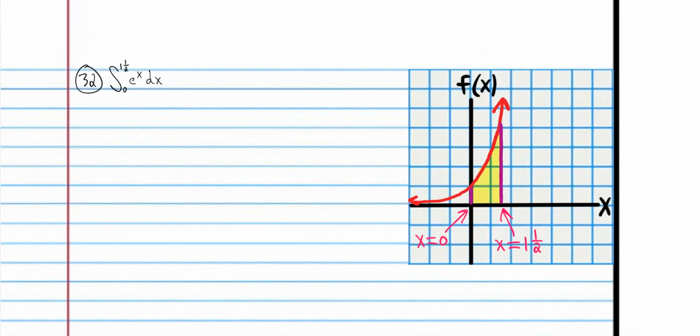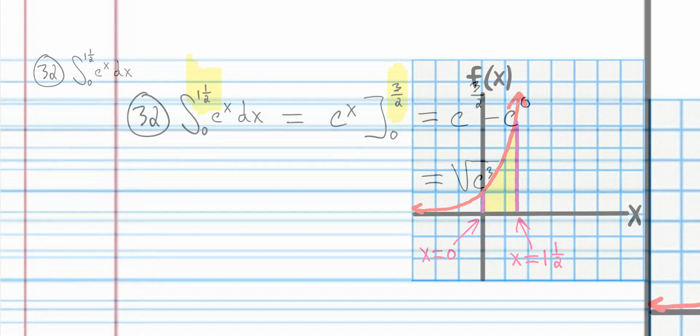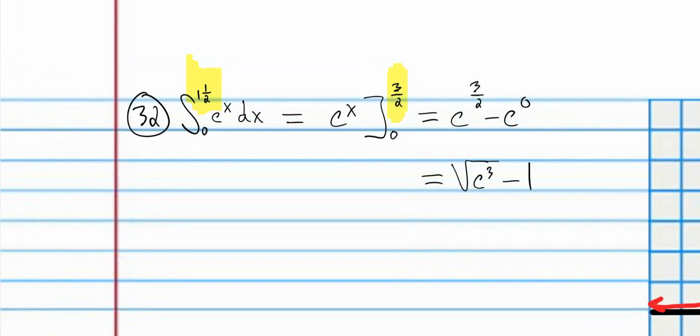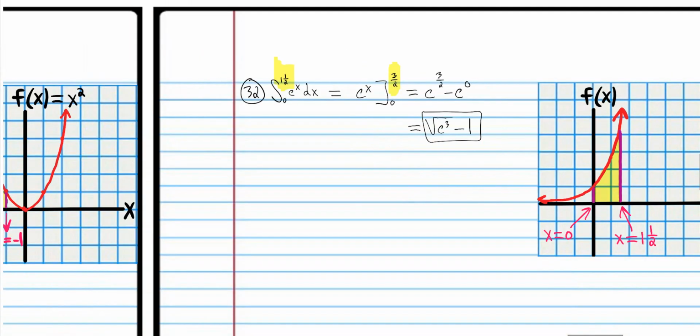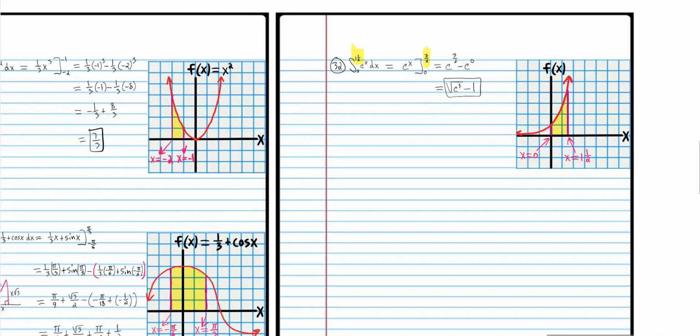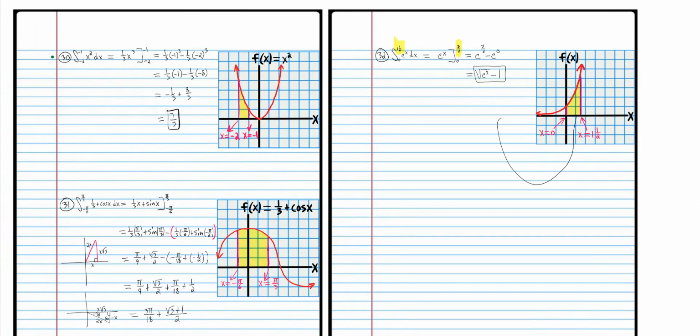Okay. And e to the 0 power is 1. So you can just leave your answer like that. That's probably fine. So that is the exact area that you see here.